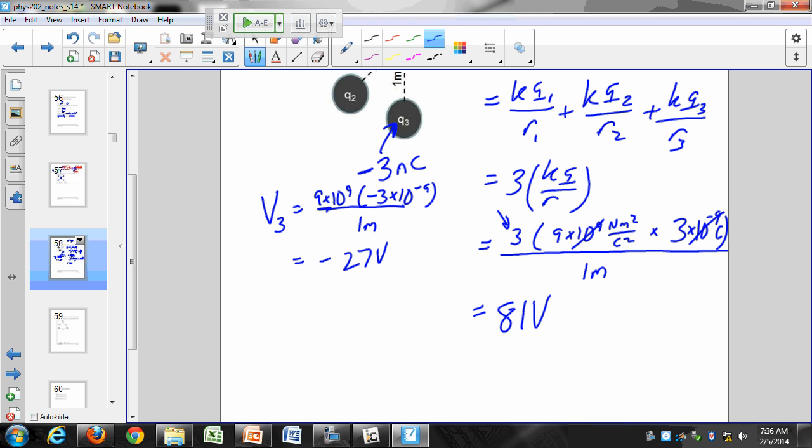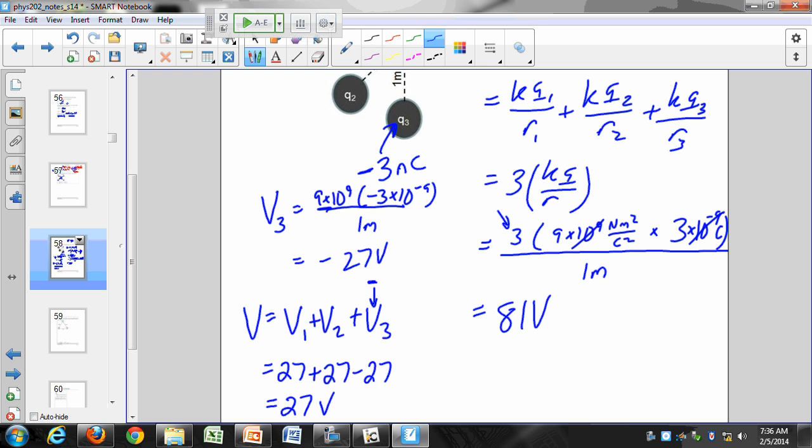Is that clear? All right, so for example, if Q3 was negative instead, our total voltage would be V1 plus V2 plus V3, but remembering that V3 is negative, and so that would be 27 plus 27 minus 27, which would be 27 volts. Because each charge contributes 27 volts, but one of them is negative, and so it comes away.